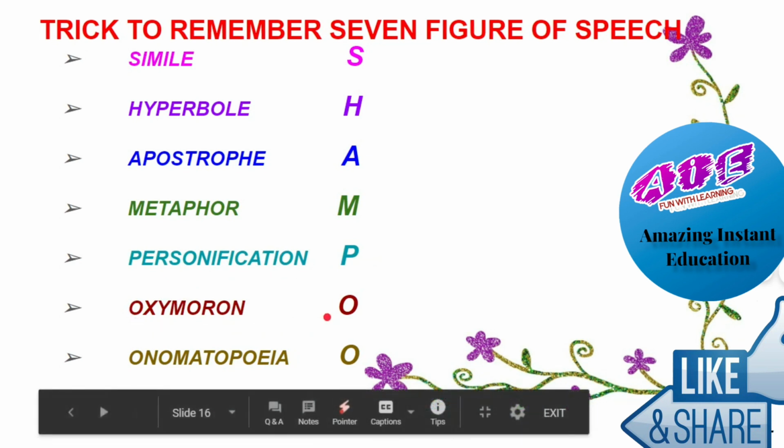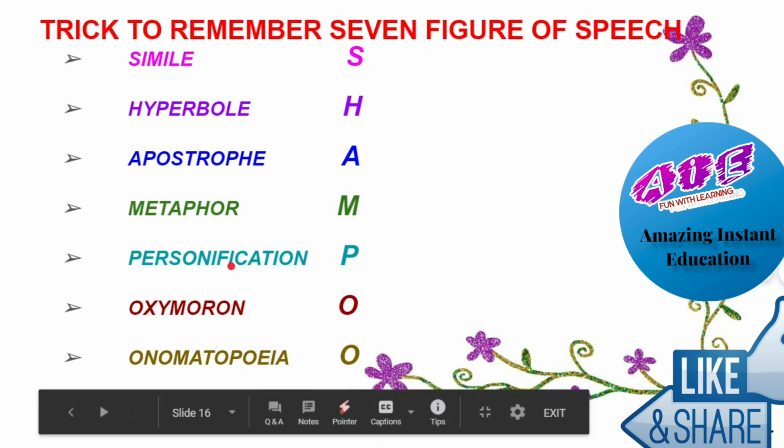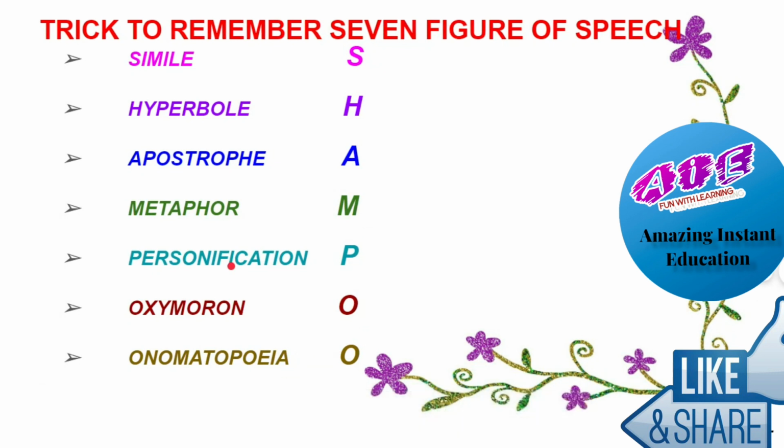In oxymoron, O is the first letter. And in onomatopoeia, O is the first letter. Combining all these letters, it becomes shampoo, shampoo, shampoo. So, please remember this acronym so you won't forget the names of all the 7 figures of speech.